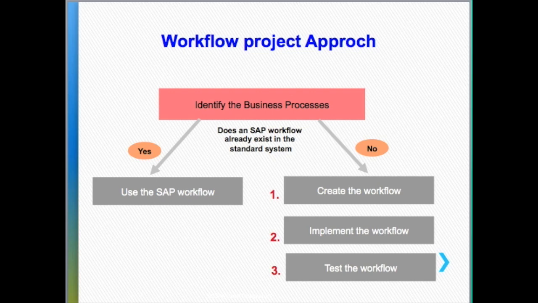Whenever you want to implement any workflow in your organization, first understand the business process. The business process is going to play a key role in any workflow implementation. First understand and identify the business process. Once you identify that, find out whether you have a standard workflow to support that business process, or you need to customize the process or customize the workflow.